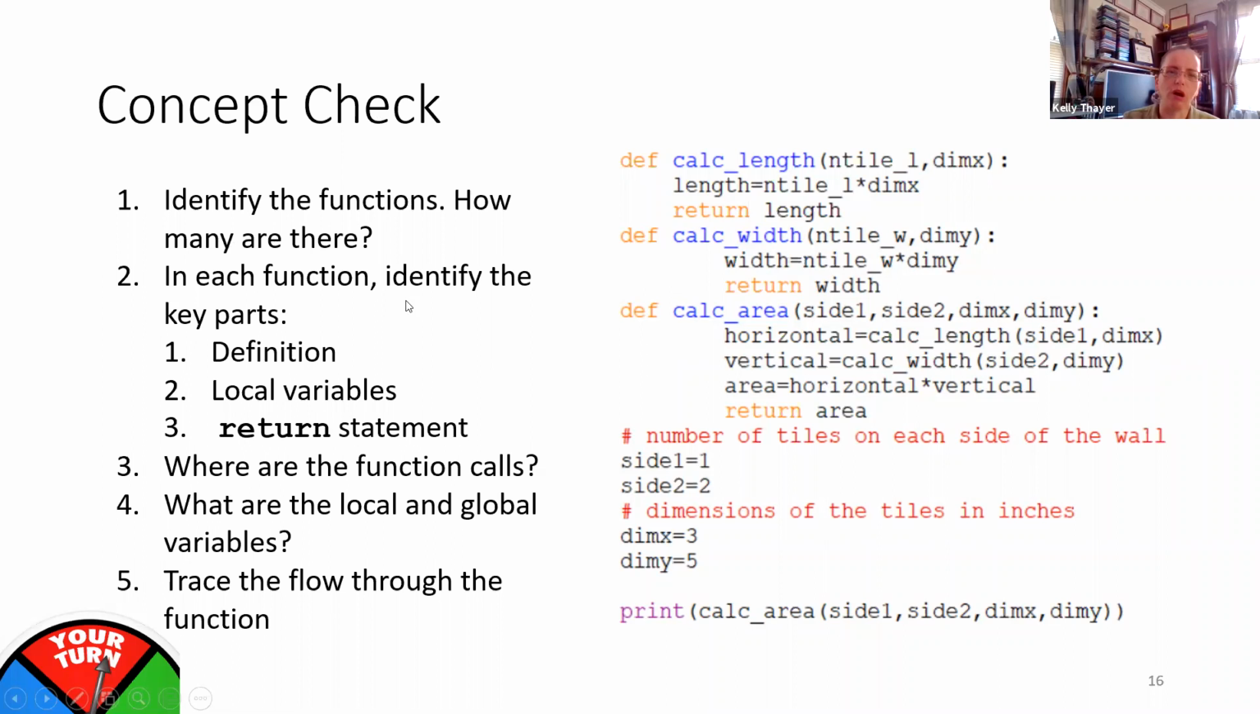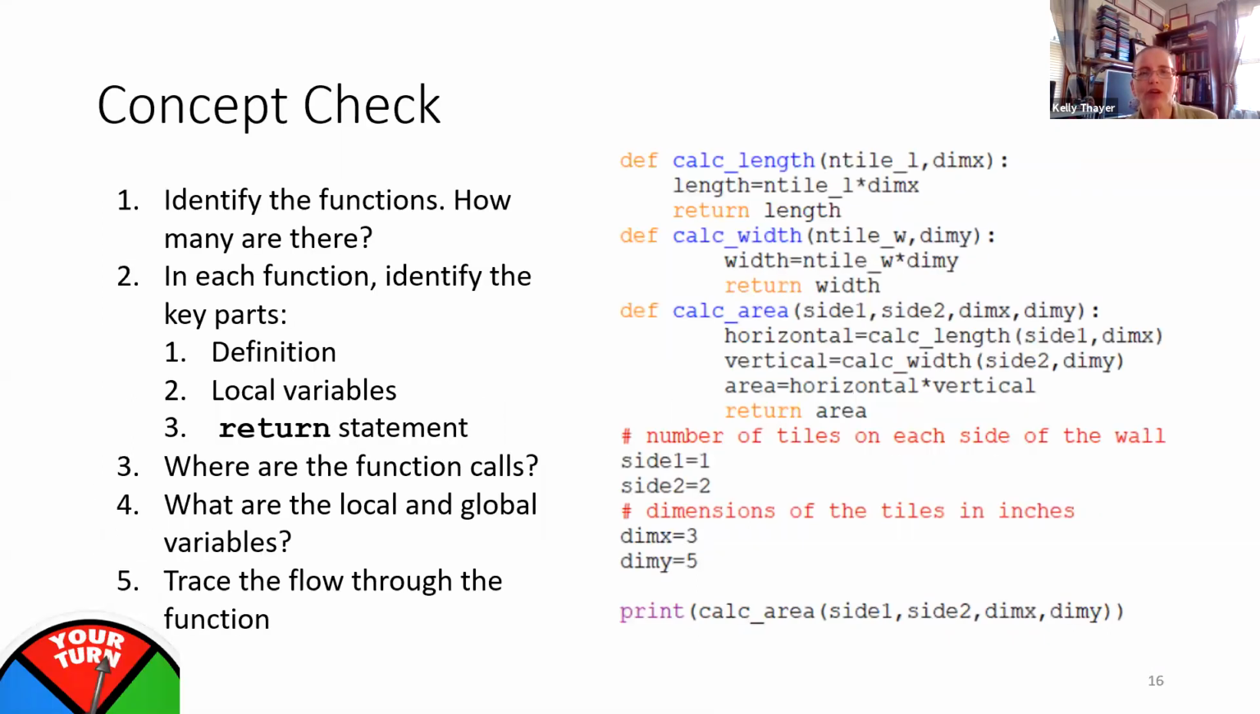My questions to you are, can you identify the functions? How many functions do you see over here? In each function, identify the key parts, the definition, the local variables, and the return statements, keeping in mind, not all functions explicitly have one. Where are the function calls? Where are the local and global variables? Trace the flow through the function. Go ahead and pause that and see if you can answer those questions, and then I will see you back in a moment.